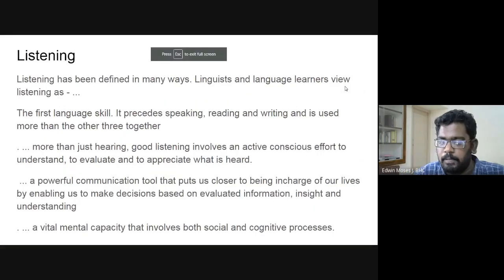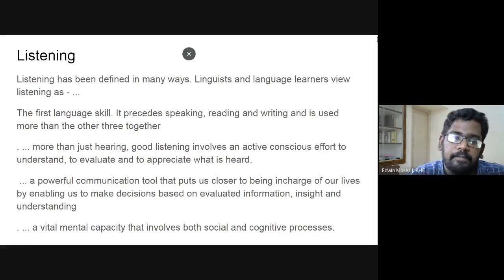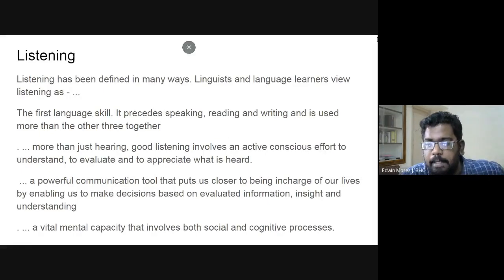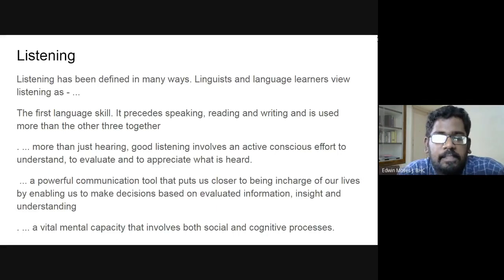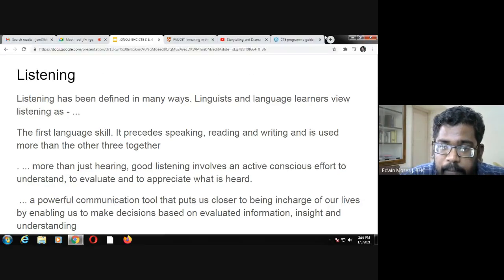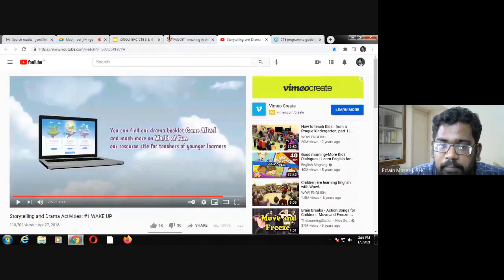Listening, coming to listening, has been defined in many ways. Linguists and language learners view listening as the first language skill, right? As you responded, it precedes speaking, reading and writing, and is used more than the other three together. So when a child is born, it listens to the surroundings, observes surroundings, especially it imitates parents, mother.